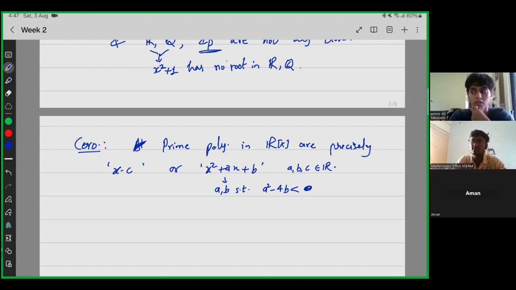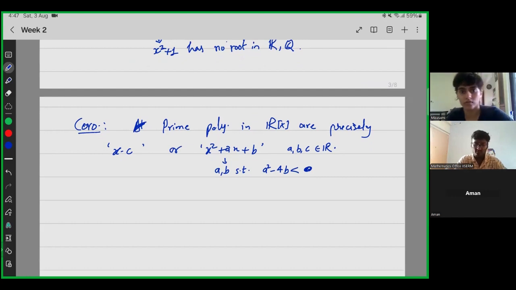Q is a field, but is it algebraically closed? Q is not algebraically closed. Right, exactly. So if you have an algebraically closed field, then is it true that it is also the splitting field of any polynomial? Yes, you are correct in that sense.